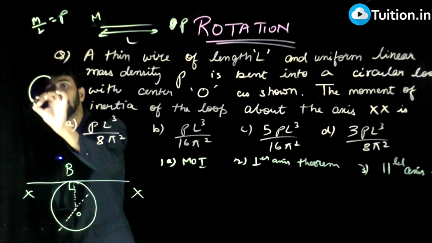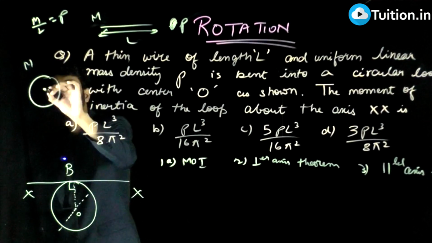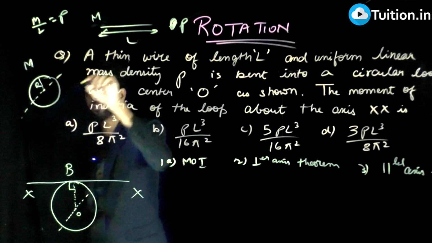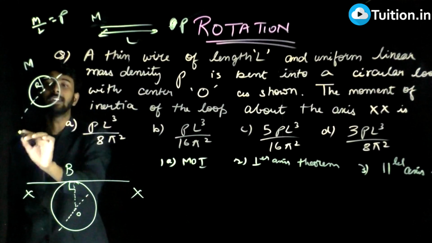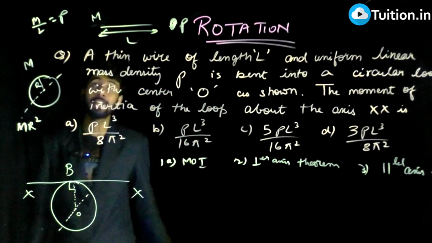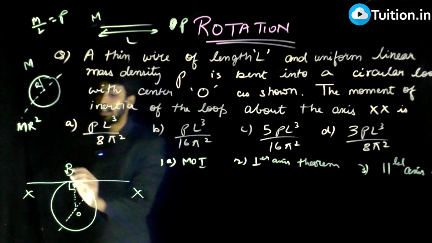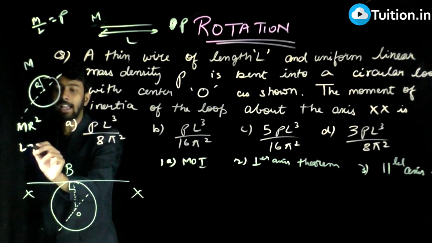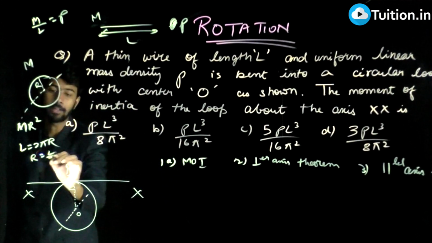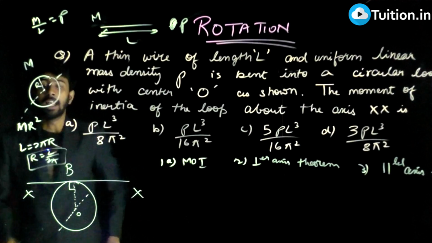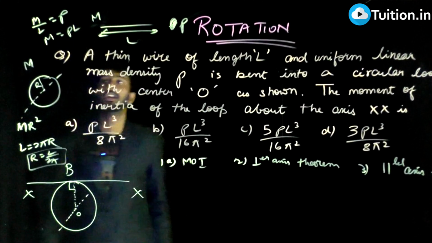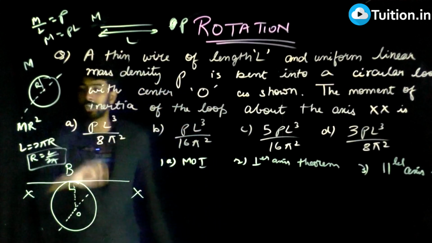If I have a ring of mass m and radius r, then the moment of inertia about this axis passing through the center and perpendicular to it is mr square. So how do I get r for the ring? If the length is L and it's bent in the form of a circle, then L is 2 pi r, so r is L by 2 pi. And mass is rho into L. I'll substitute that in.